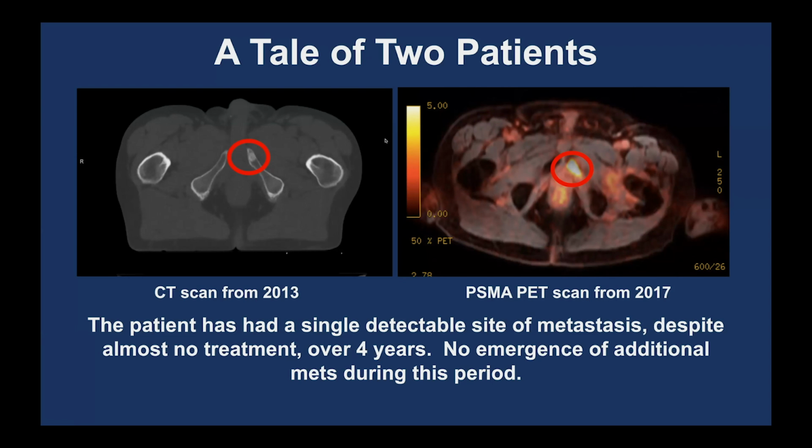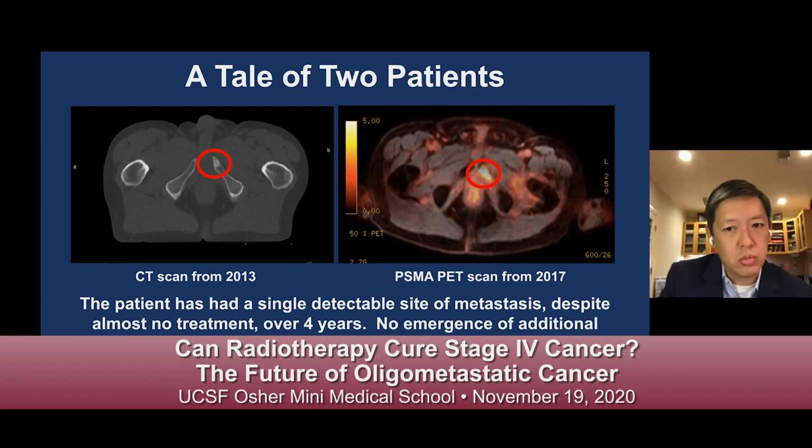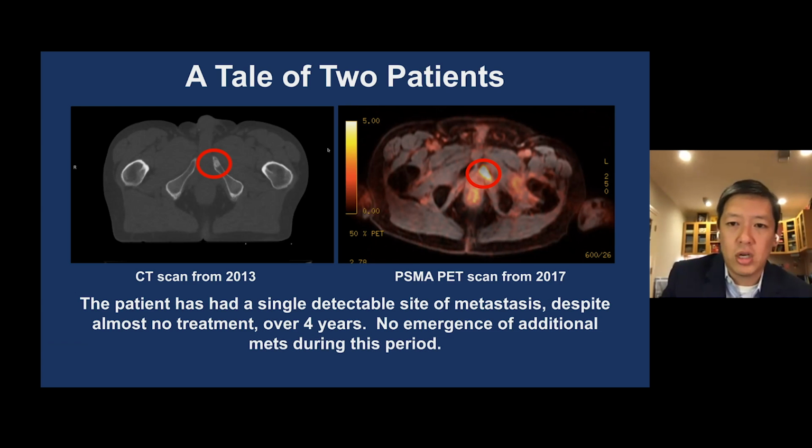So this is an example of a patient who, for whatever reason, had his cancer spread to the bone. It spread to the bone at one site. It didn't progress over 4 years. And then when I treated him, I was able to functionally cure him as far as we can tell with radiation.